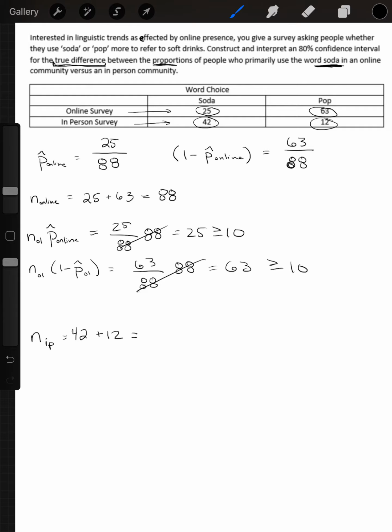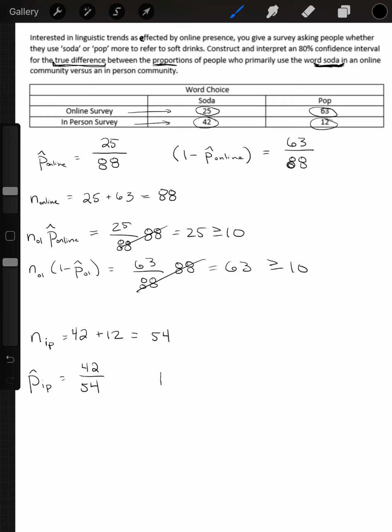So, considering that's the entire bit of the sample that we have information on, that's what we can assume is the entire sample. So the number of people for the in-person is 54. The p-hat for the in-person, again, the ones we care about. Remember, the way we find proportion is the number of people with the property that we care about divided by the number of people total. So since this is asking a question about using the word soda, 42 is the number we care about, and 54 is the total.